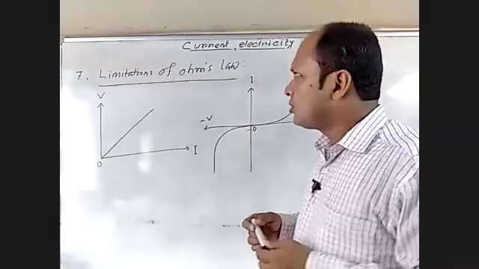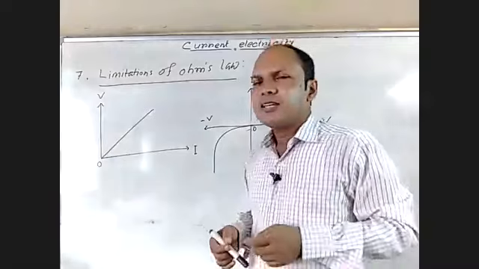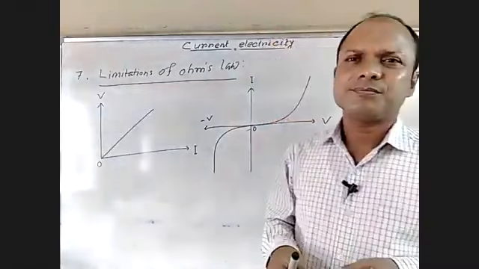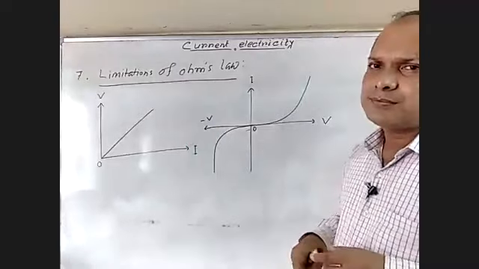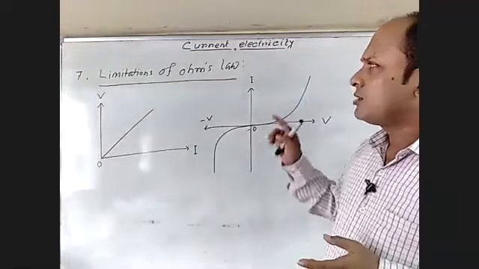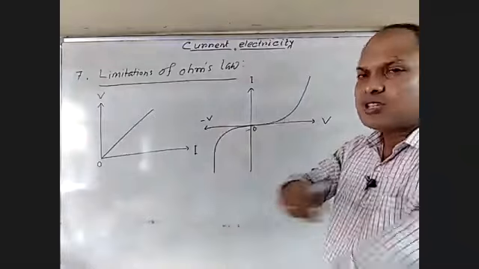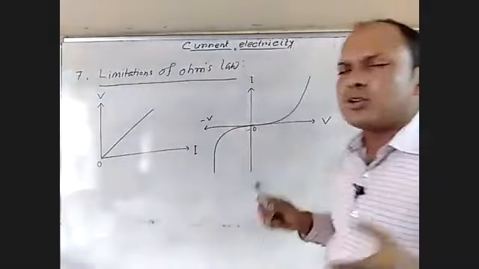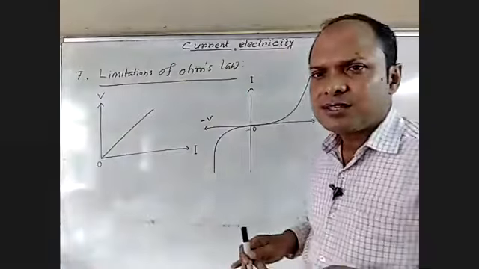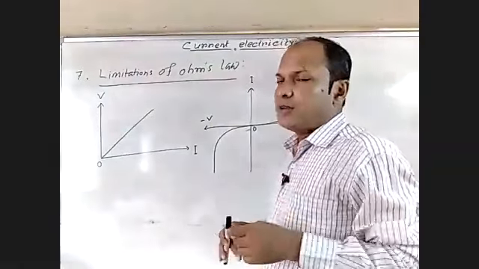So this kind of substances are not obeying Ohm's law. So what are the limitations of Ohm's law? Substances not obeying the linear relation between the current and voltage are called non-ohmic substances. Those substances not obeying the linear relation between the voltage and current are called non-ohmic substances.